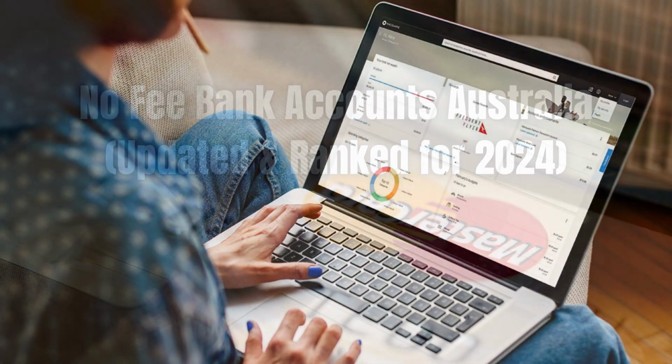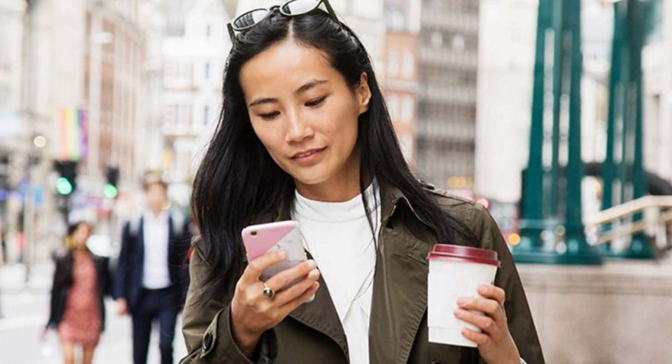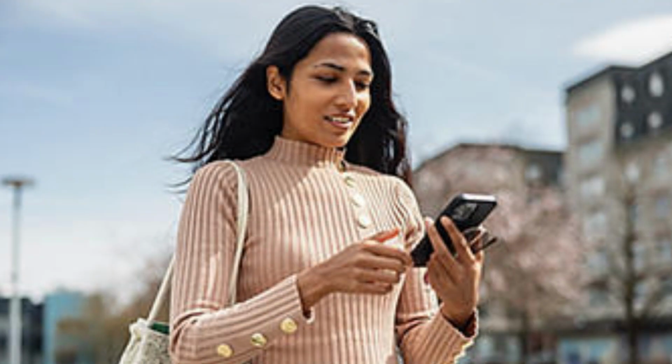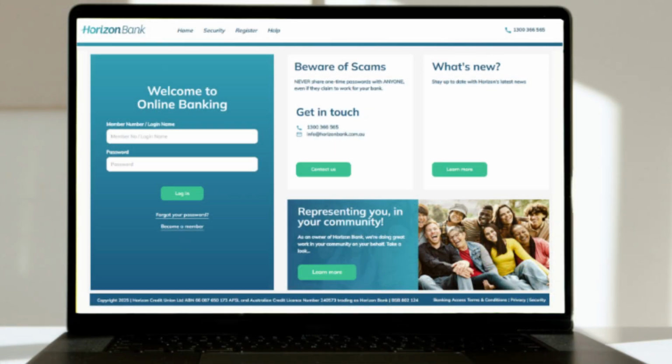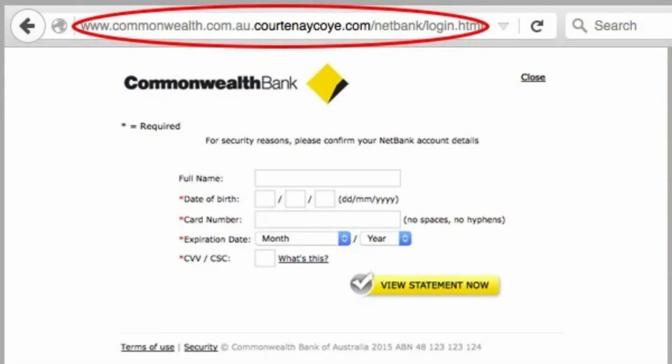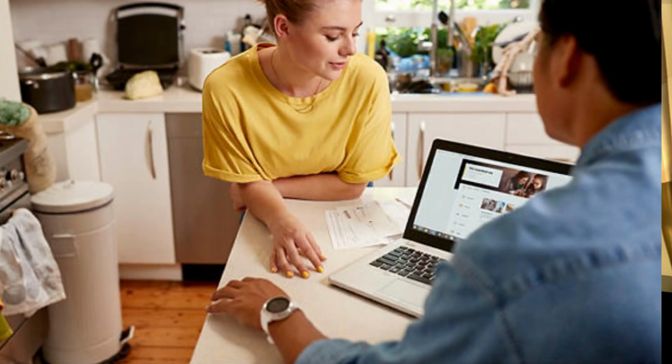Okay, step 2. Apply online. You can apply online even before arriving in Australia, up to 3 months in advance. So just go to the bank website and fill out the online application form. You will need your full name, passport number, visa details, expected arrival date, and Australian address. It can be a temporary address, that's not a problem. So after you arrive, you will need to visit a branch with your ID to verify it in person.